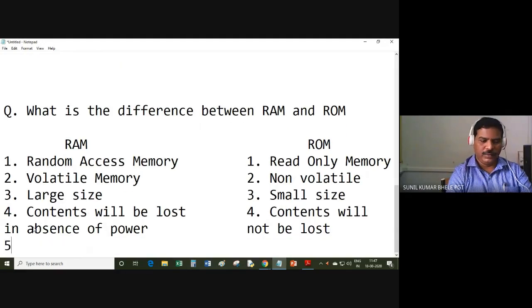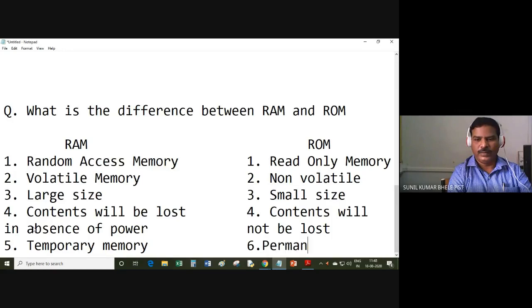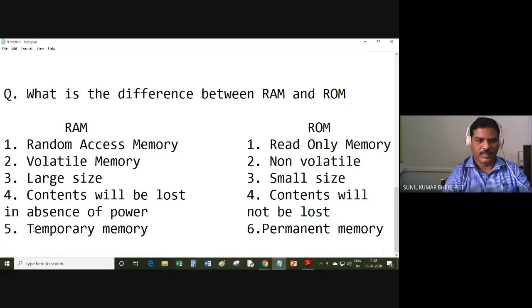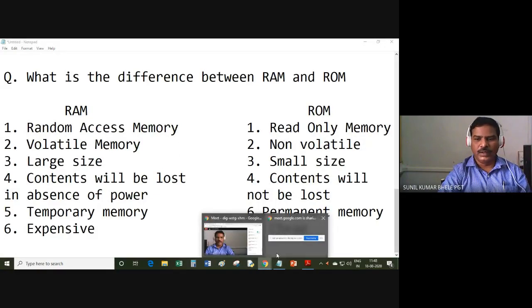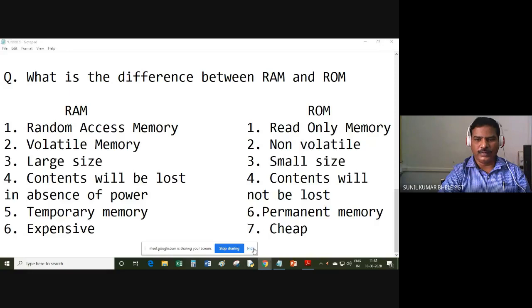And then fifth, you can write temporary memory. And here you can write permanent memory. And it's expensive. It's cheap. Like this, you can write down the difference between the RAM and ROM.